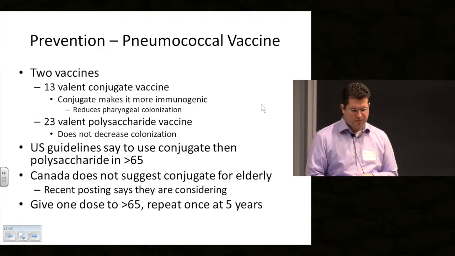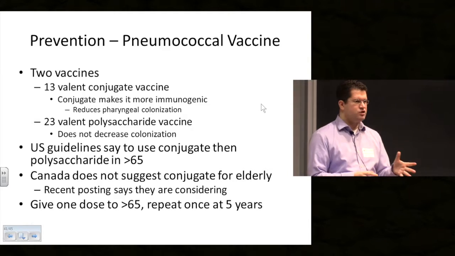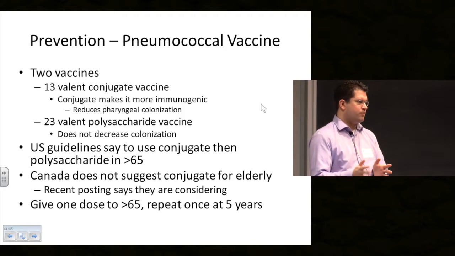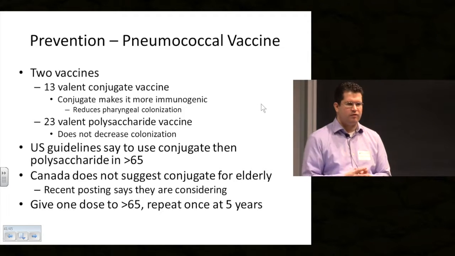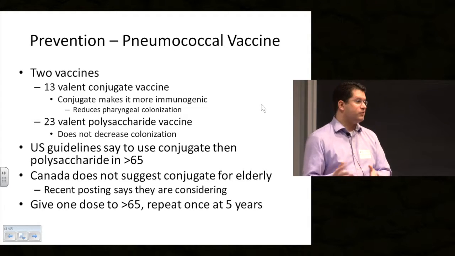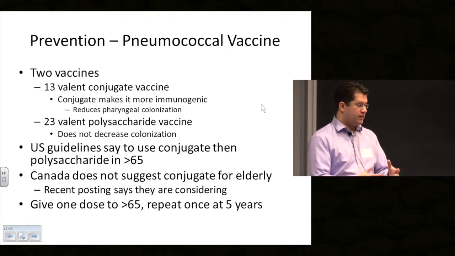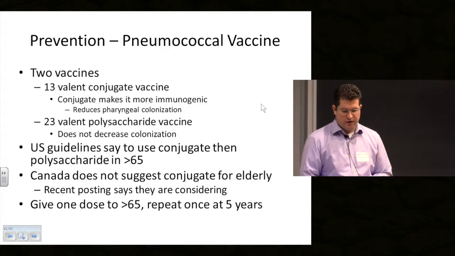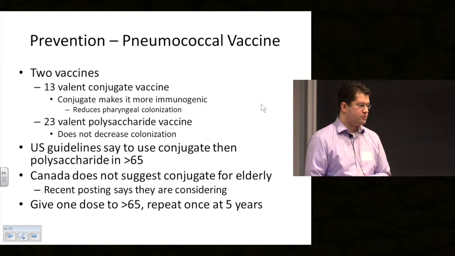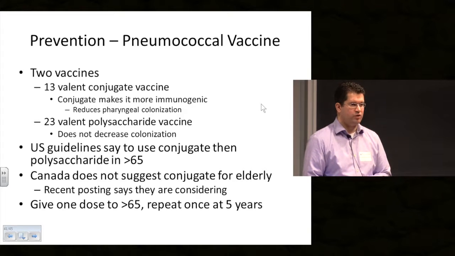US guidelines have said for a couple of years now to give the conjugate, and then a year later, give the polysaccharide in elderly patients. Canada does not yet suggest that, but a recent posting from the PHAC, their Canadian Vaccine Advisory people, is they're actually looking at updating that. So they're not yet saying that in Canada we should give conjugate and then polysaccharide, but as we usually do, we move a couple years behind the States, and I'm sure that by next year that will be our recommendation.